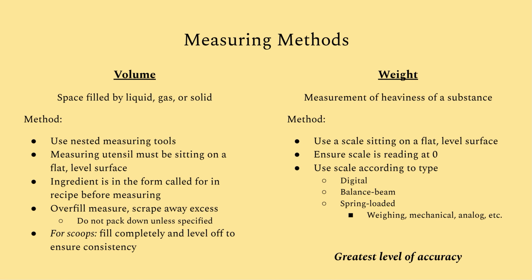Spring loaded might also be known as a weighing scale, a mechanical scale, or an analog scale. This is definitely the most accurate way to measure any ingredient. I love recipes that are all in weights. It just makes converting that much easier, and we will get more familiar with that next week. But just know that scales are our best friends. So there are these 3 different scales I want to go over. I found some quick little videos, so let's let the videos do the talking.